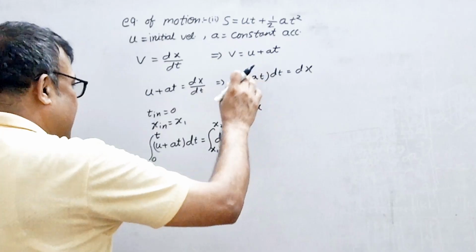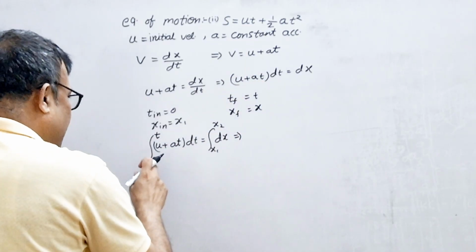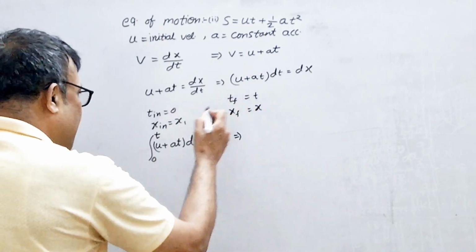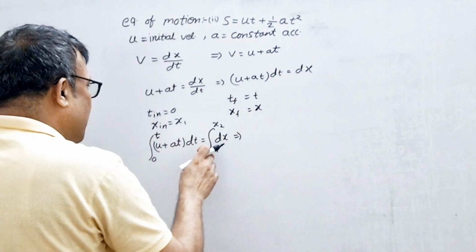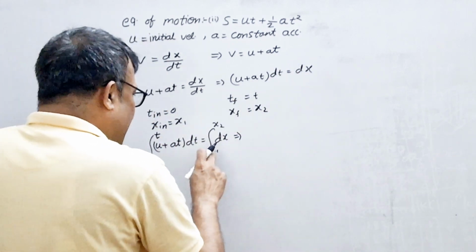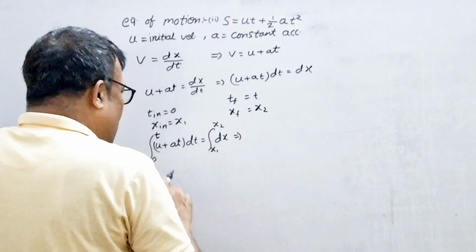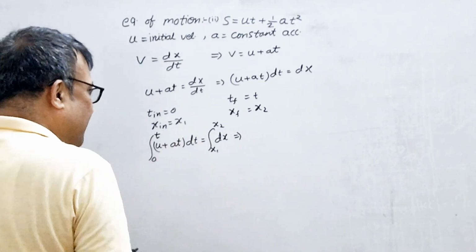Left side the variable is t, so we put the limit of t here, lower limit 0 and upper limit t. Right side variable is x, so here in integration we put limit of x. Lower limit is x1 and upper limit is x2. Now we integrate using definite integration rule.